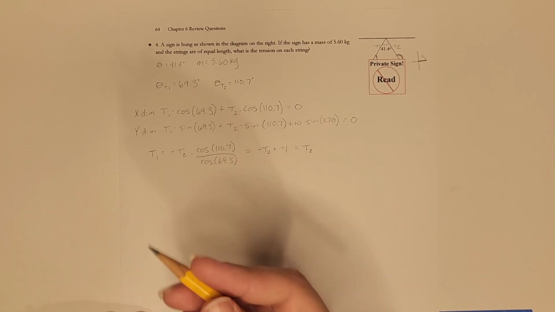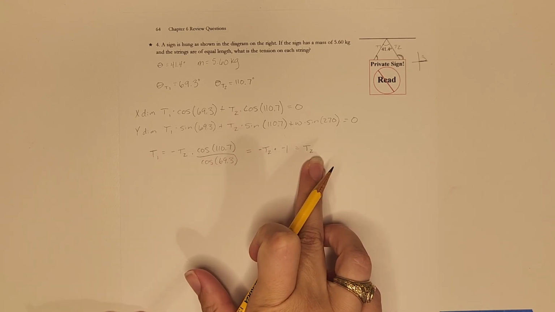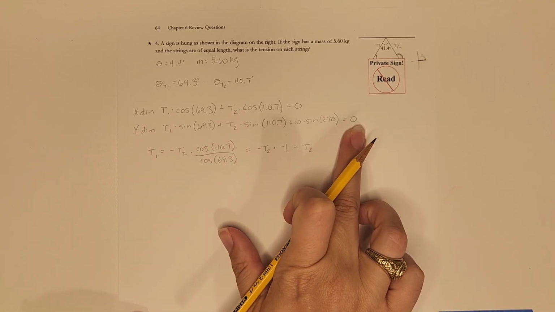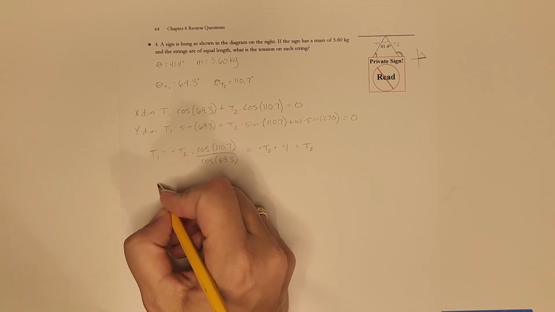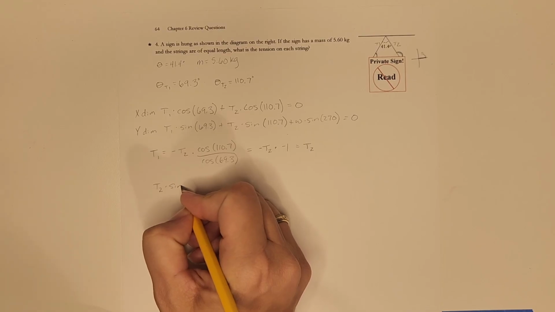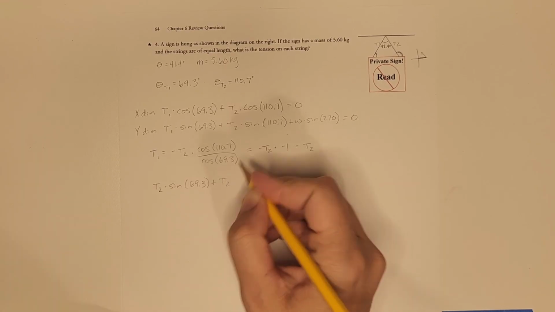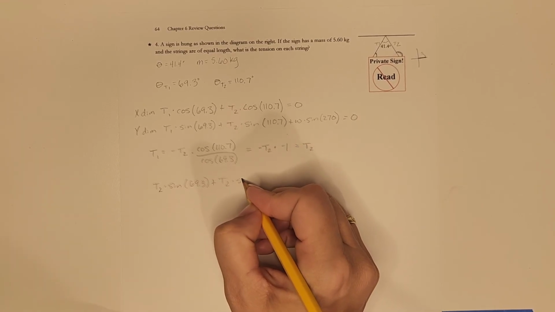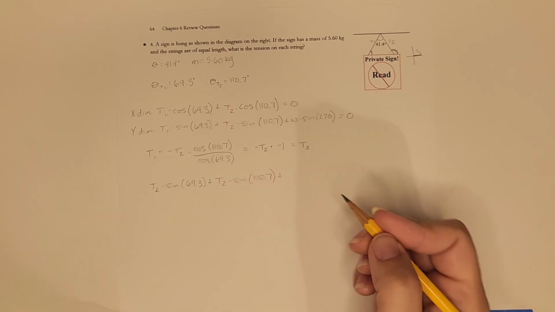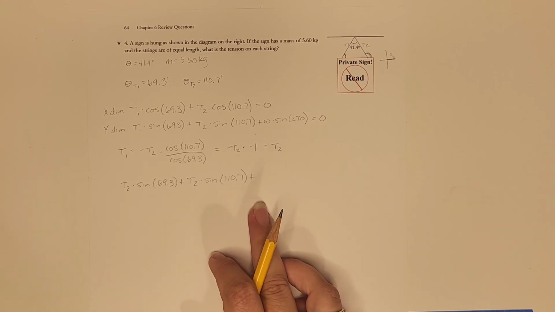So now we're going to plug it in. So we're going to plug in this T1 equals T2 into the y dimension equation and solve for T2. So instead of writing T1 here, I'm going to write T2 times the sine of 69.3 plus T2, I'm just rewriting this, times the sine of 110.7 plus, let's go ahead and plug in the weight values.